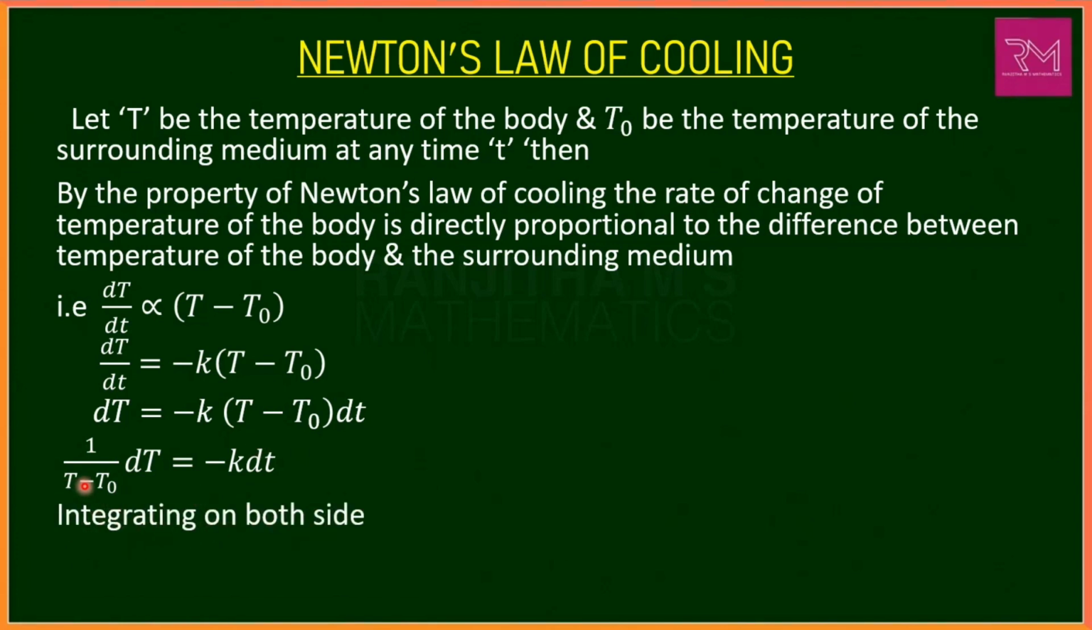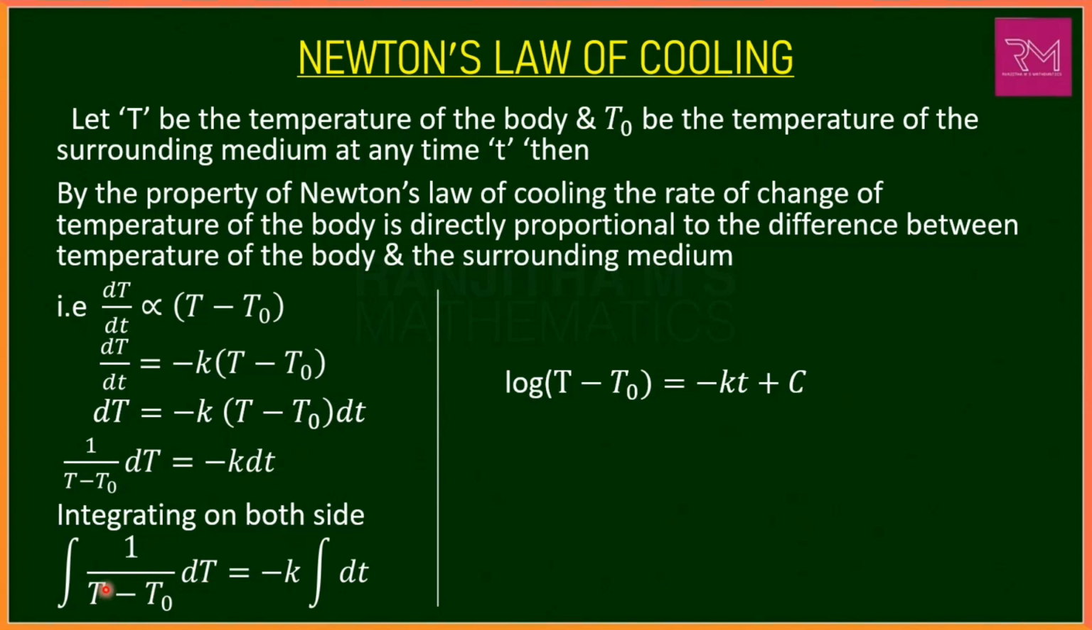We apply integration on both sides, meaning the integration of 1 by T minus T naught into dT is equal to, here minus k is a constant, taken outside the integration, into dt. We integrate the left side with respect to capital T and the right side with respect to small t. The integration of 1 by T minus T naught is log of T minus T naught, which is equal to minus k, a constant, into the integration of 1 into dt. Here the integration of 1 with respect to t is small t itself, plus some integration constant c.